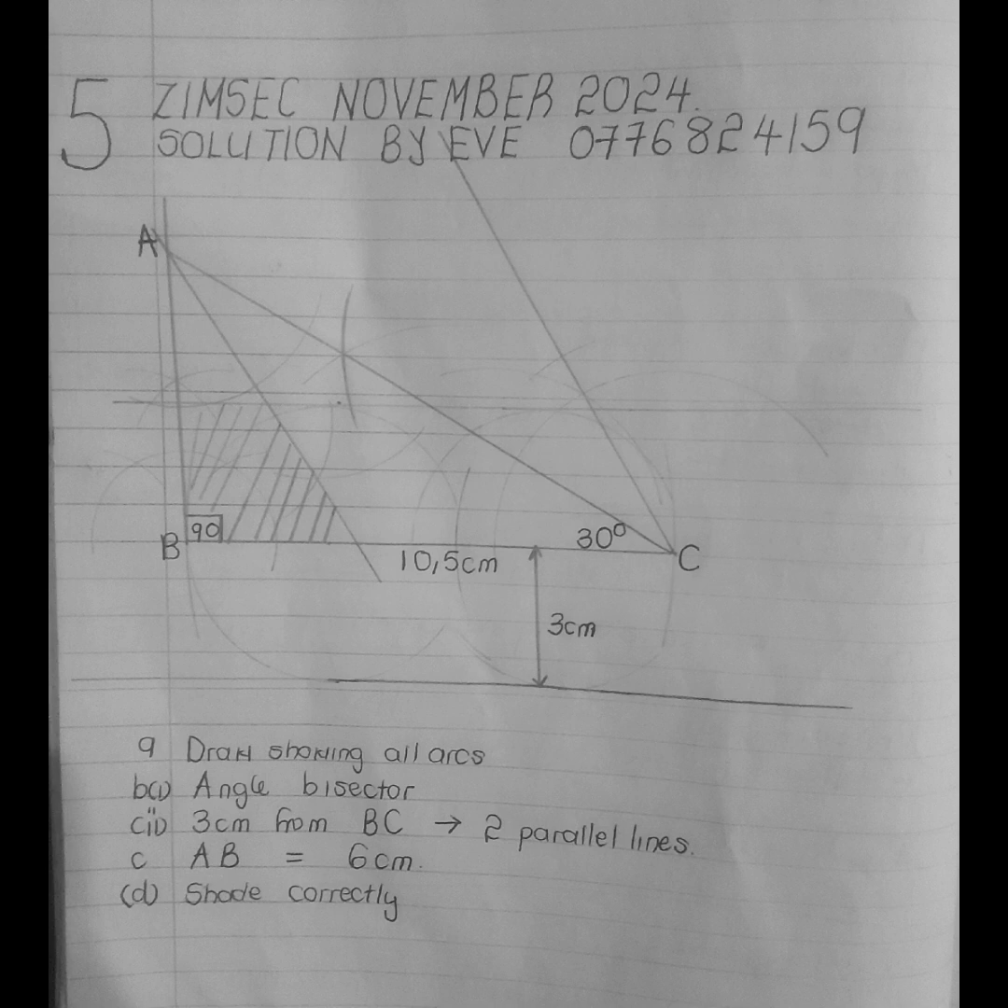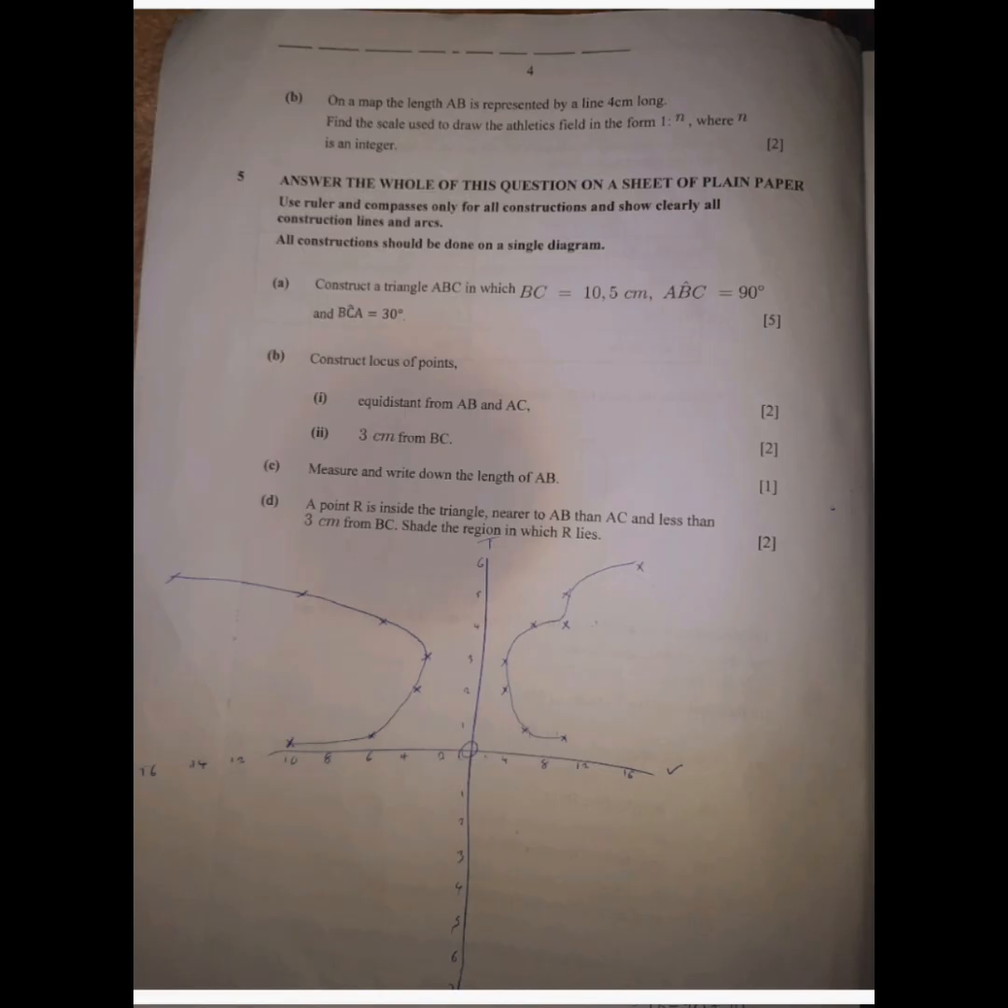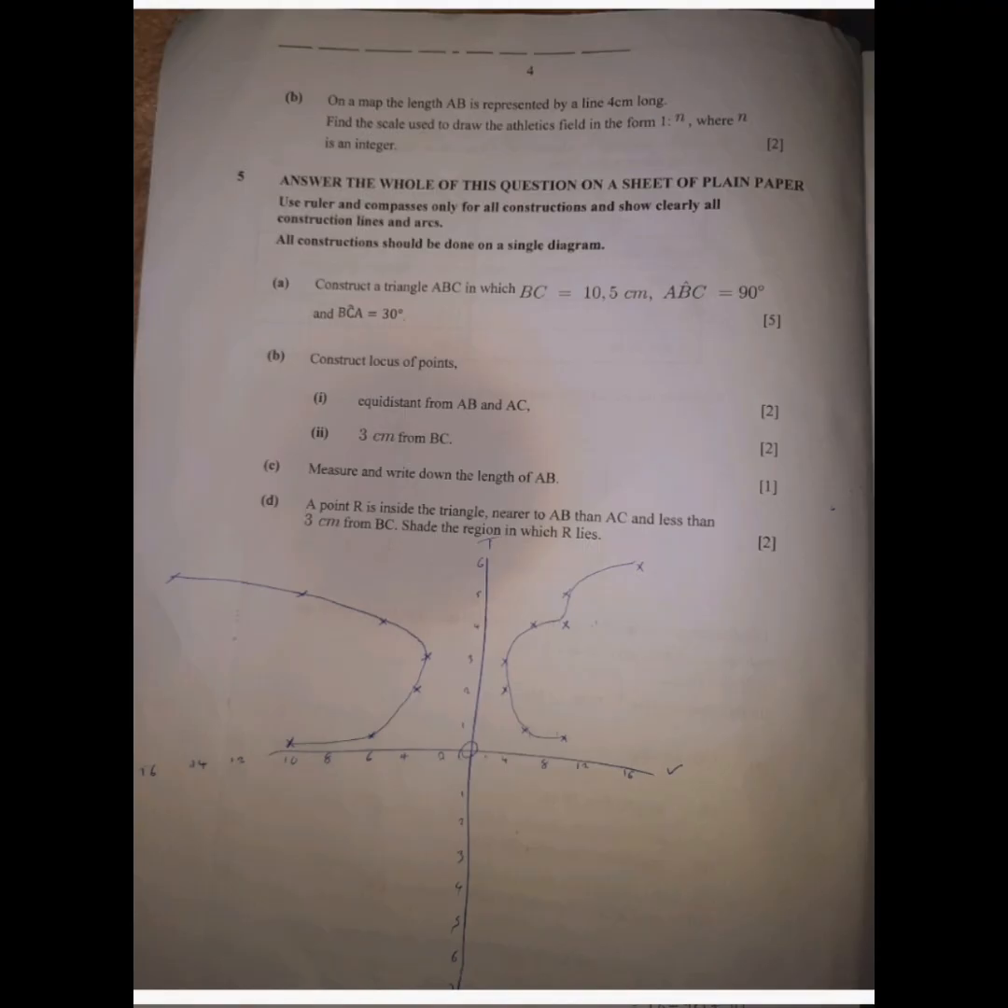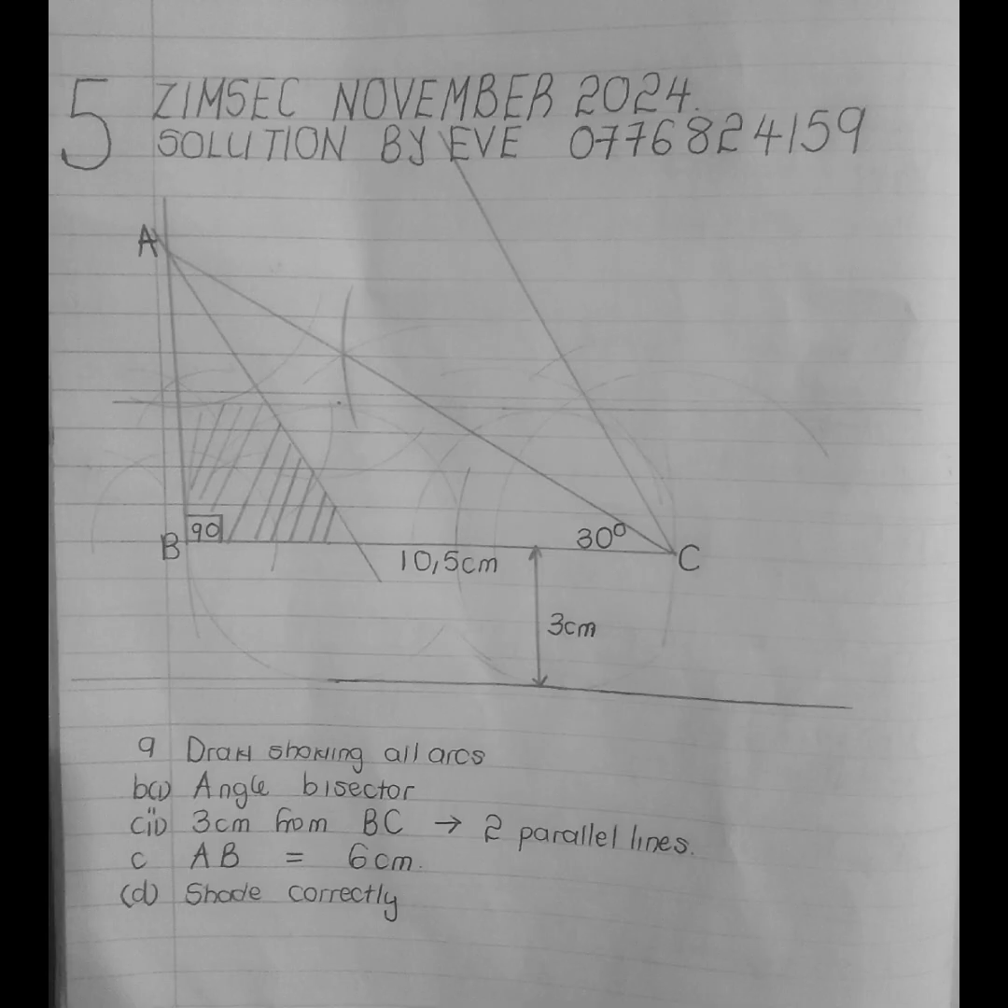And then on part B, construct locus of points equidistant from AB and AC. So when you are asked locus of points that are equidistant from two lines, we are going to construct an angle bisector. So we just need to construct angle bisector of BAC, right? And then on part 2, construct locus of points 3 centimeters from BC. So it means that we are supposed to construct two parallel lines, right?